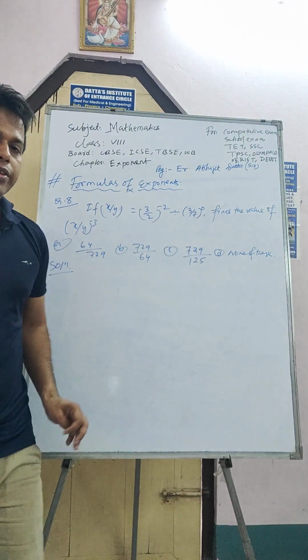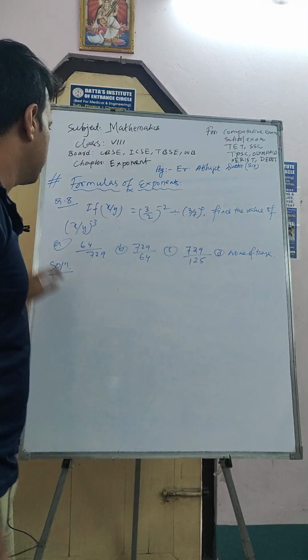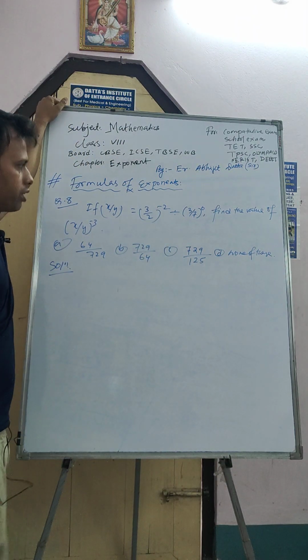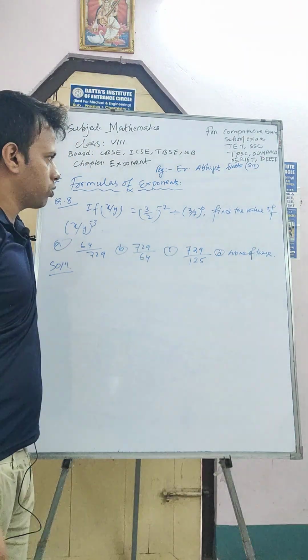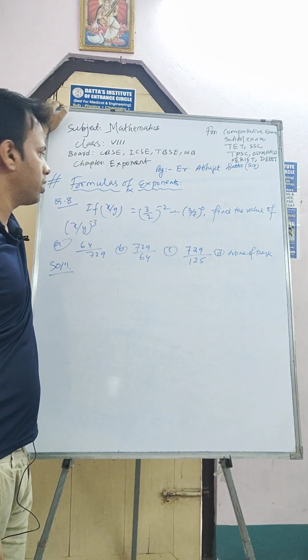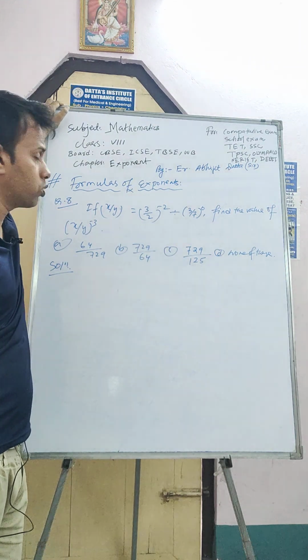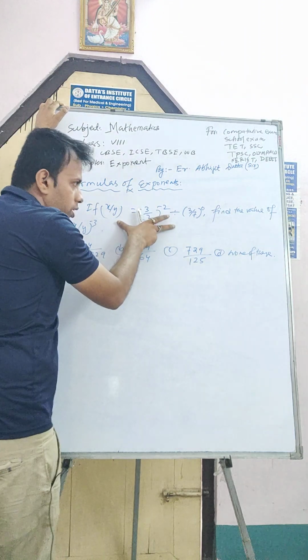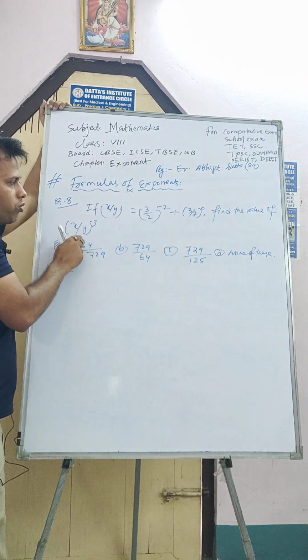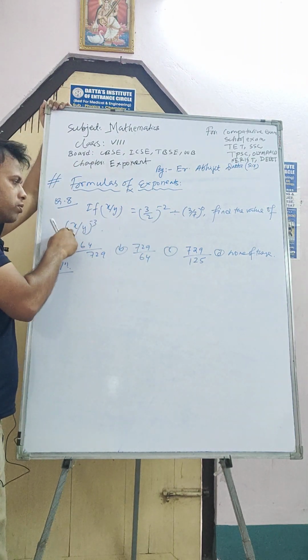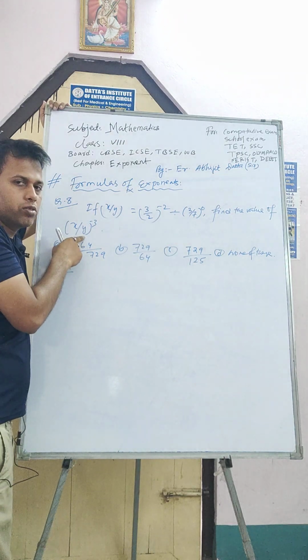So students, our next question, that is question number 8, is like that. If x by y equal to 3 by 2 whole to the power minus 2 divided by 3 by 7 whole to the power 0, then find the value of x by y whole to the power minus 3. So this equation is given. From that we have to find out x by y. Okay? So first we have to find the value of x by y.